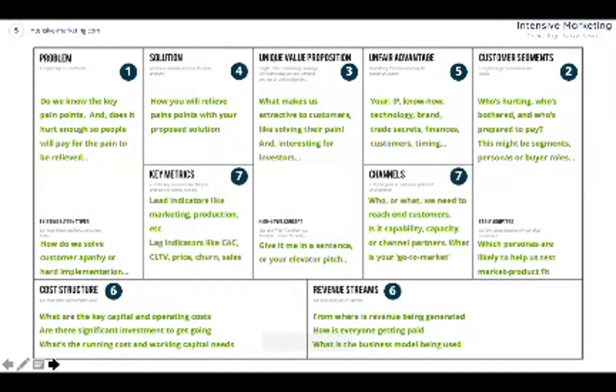Who and what are we going to do to reach the end consumers? Many startups or new concepts work with partners or an existing distribution channel. And so this is where you need to identify what is your capability, capacity, and who is it that you're going to use to help to get to your go-to-market.